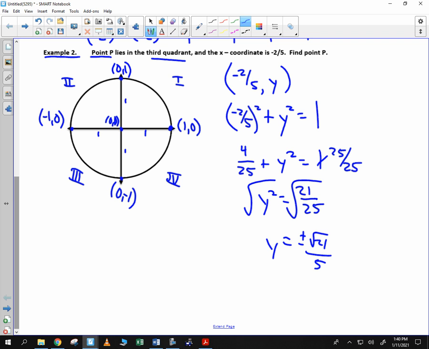Now, do we choose the positive or the negative? Well, if you consider the point, it says it's in the 3rd quadrant. If I'm back 2/5 and then down a certain amount in the 3rd quadrant, that means that this value is negative and this value is negative. So therefore, point P is going to be negative 2/5 and negative root of 21 over 5.